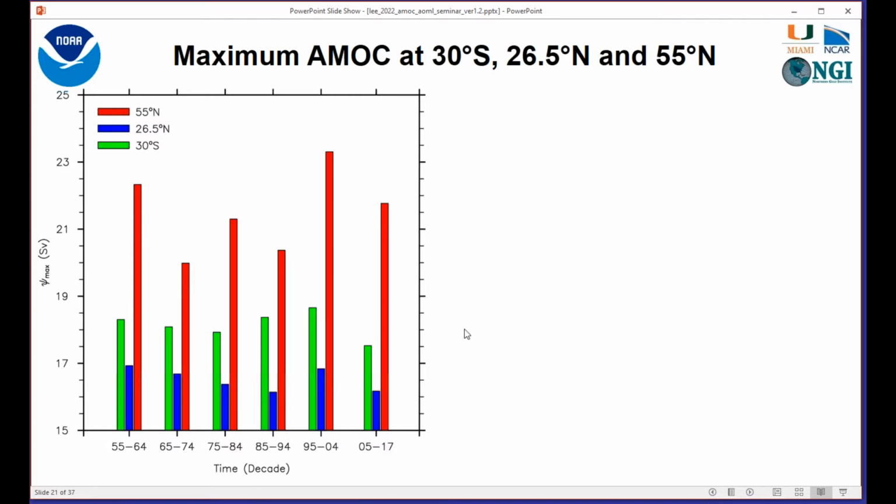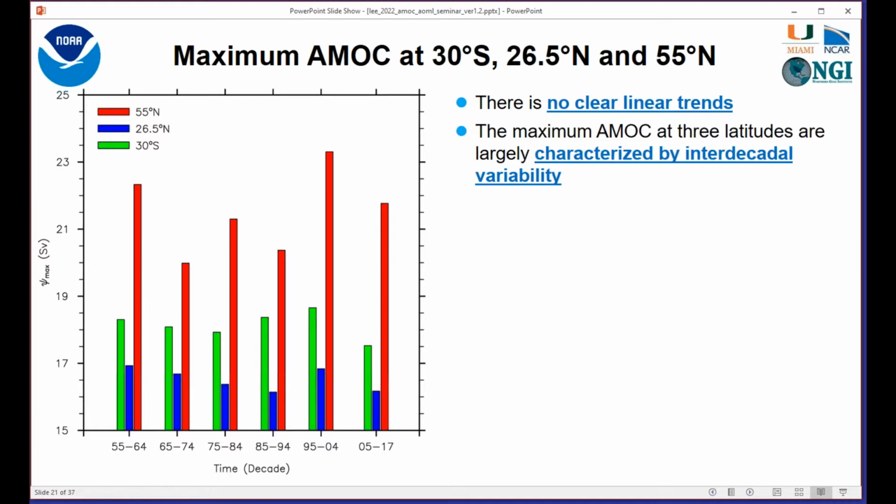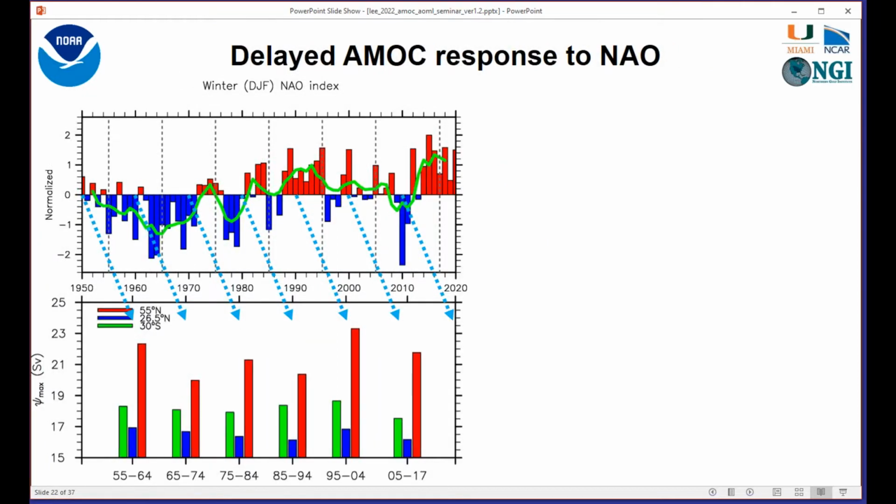So the first thing you notice is that there is no clear linear trend in this case. Compared to what happened in the Southern Ocean and the Indo-Pacific, there is no trend. And this maximum MOC, I'm talking about maximum MOC, not the vertical structure, at the three latitudes is largely characterized by interdecadal variability. Not so much trend, but strong interdecadal variability. So what is driving this interdecadal variability of AMOC? That I'm going to show in the next slide.